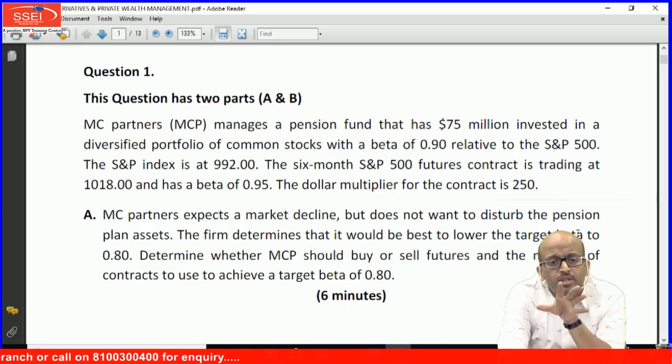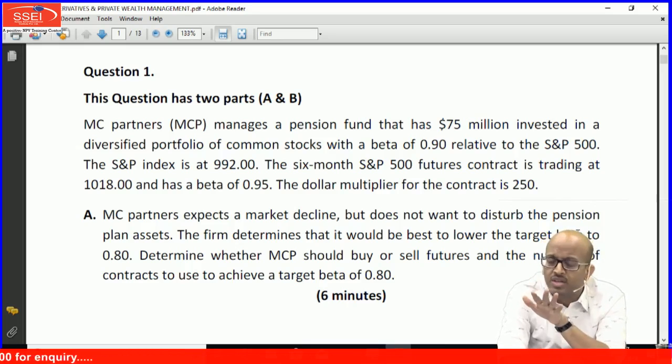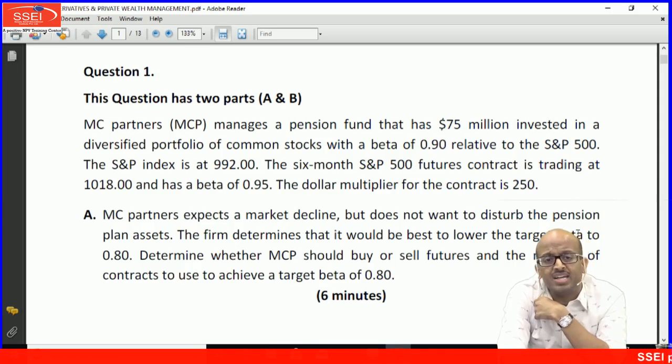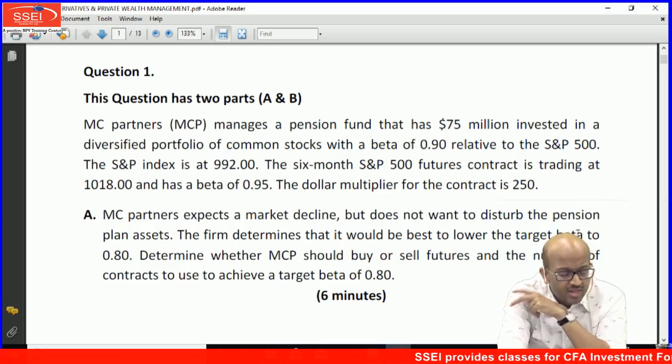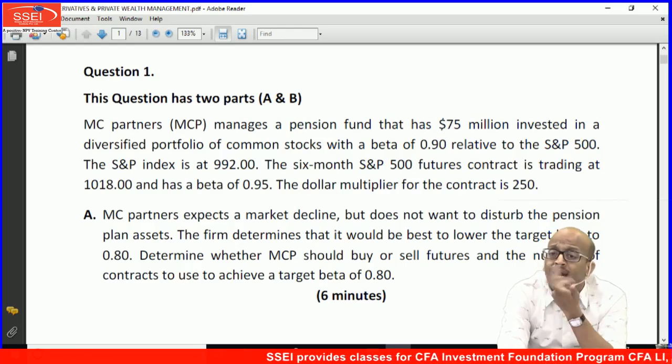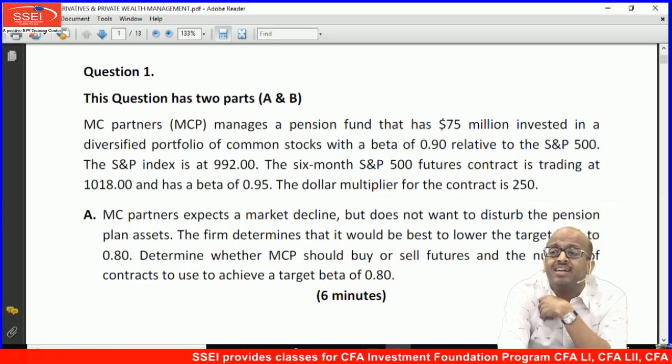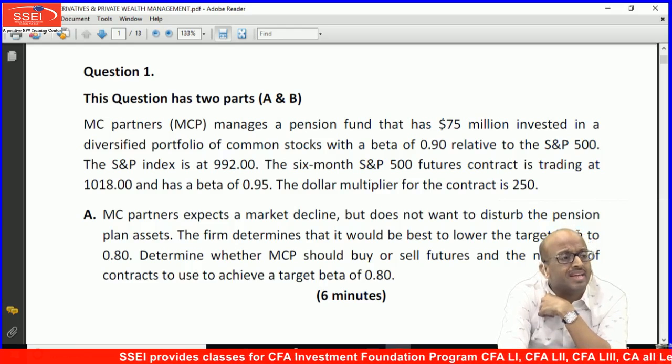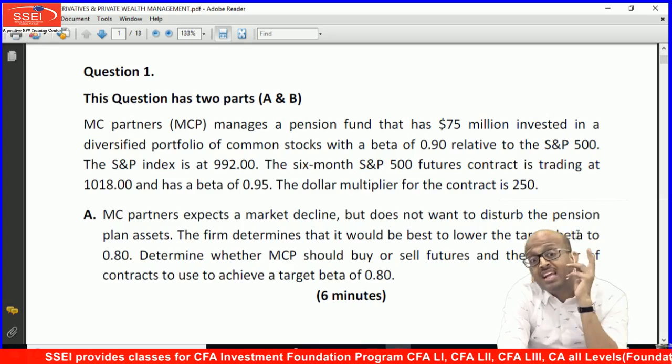You don't have to explain too much. It wants to reduce beta, so it has to sell futures. Answer over. And number of futures contracts to use to achieve a target beta of 0.8, you can write 75 into 0.1 divided by 1018 into 250 into 0.95 without writing the formula. You may write the formula Vp into beta t minus beta p divided by f into m into beta f, in the institute's notation.